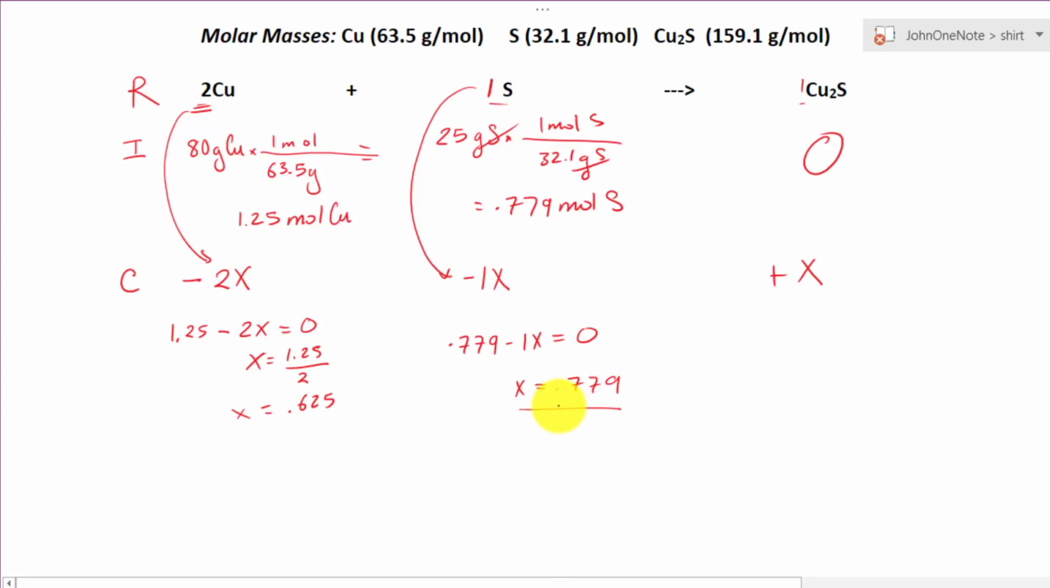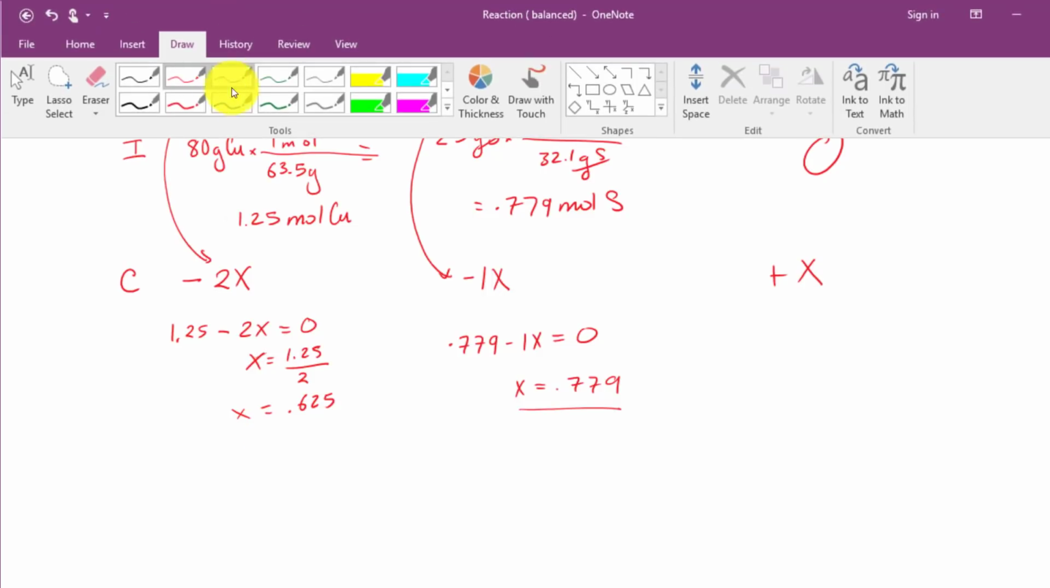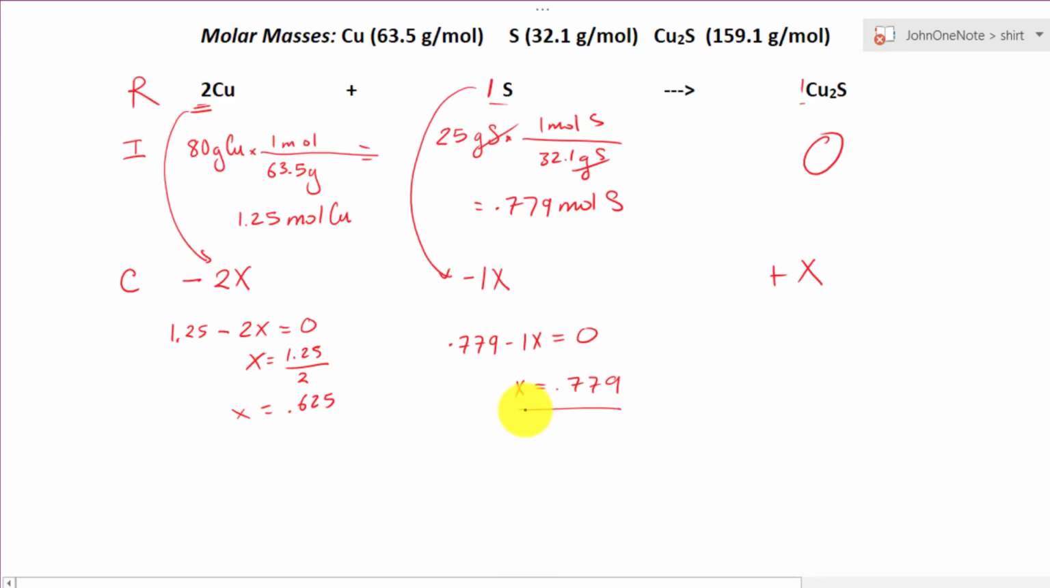Well, in this case, we can prove that it's already being used up and equal to 0, but is this really happening in this case as well? So let's check it out. Let's make a scenario. Let me change to a different color. Let's make this scenario where x is equal to 0.779. So if that's the case, we have 1.25 minus the consumption of minus 2x, so minus 2 times 0.779. And then we're going to solve it, okay?